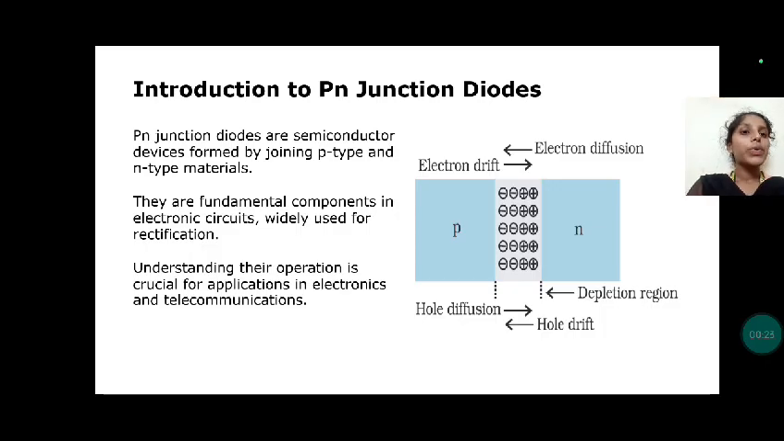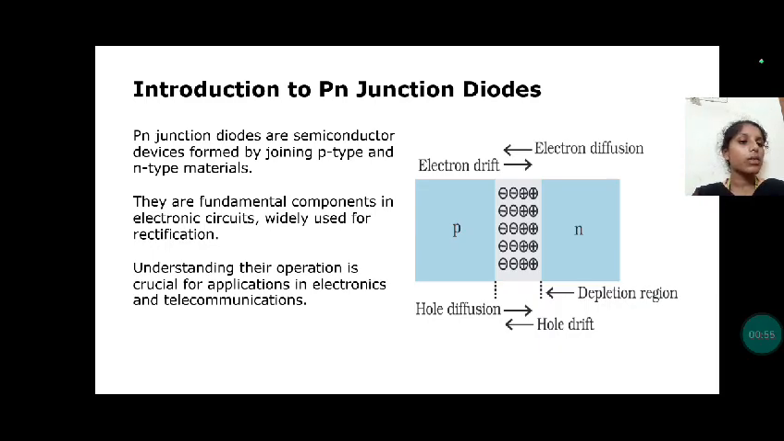Introduction to PN junction diode. PN junction diodes are semiconductor devices formed by joining P and N type materials. They are fundamental components in electronic circuits, widely used for rectification, and understanding their operation is crucial for applications in electronics and telecommunications. In the diagram, P and N, the middle is a depletion layer.